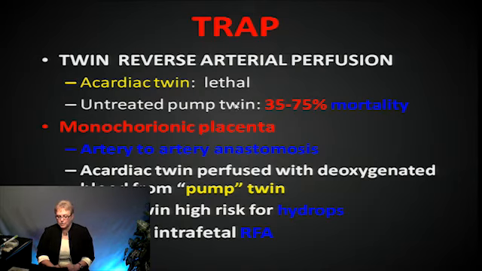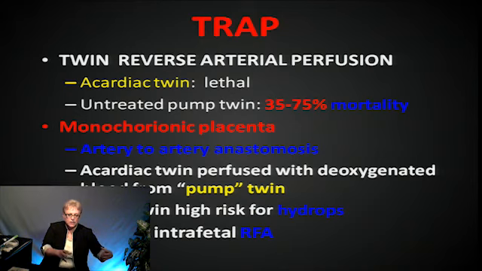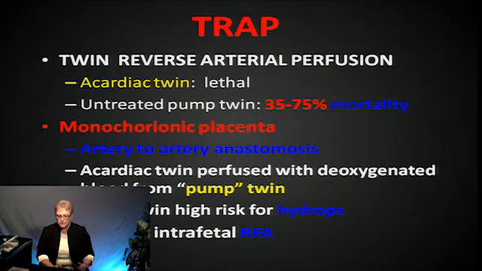Untreated pump twin, 35 to 75% mortality if we don't do something, because this is like a big AV shunt. This other baby, the normal baby, is pumping its blood over to this other baby. This other amorphic fetus becomes bigger. It's harder and harder on the normal twin. So you have artery-artery anastomosis. Acardiac twin is perfused by the deoxygenated blood from the pump twin.